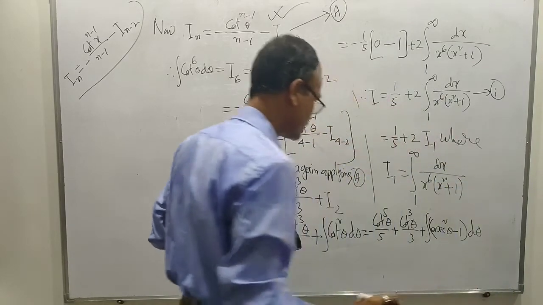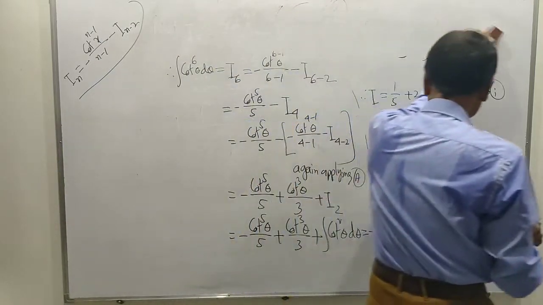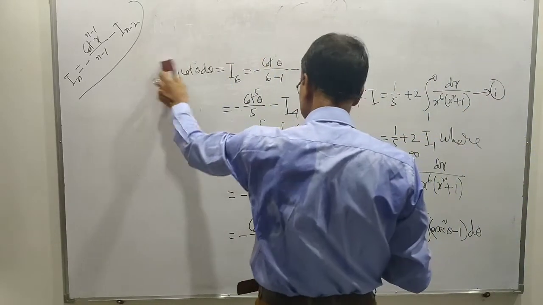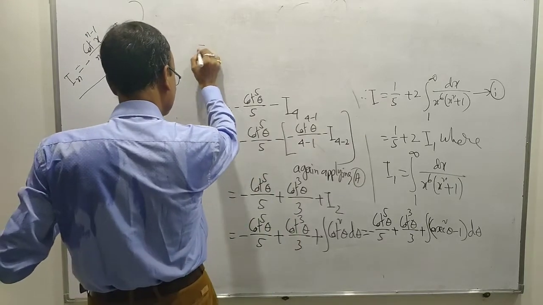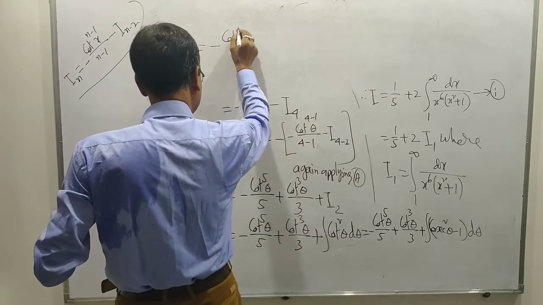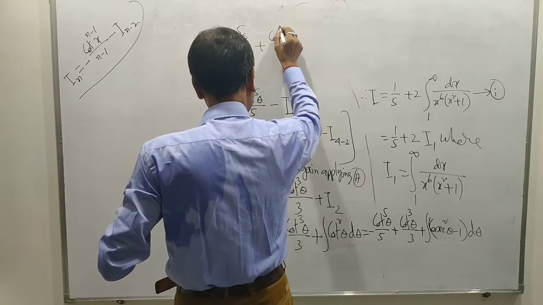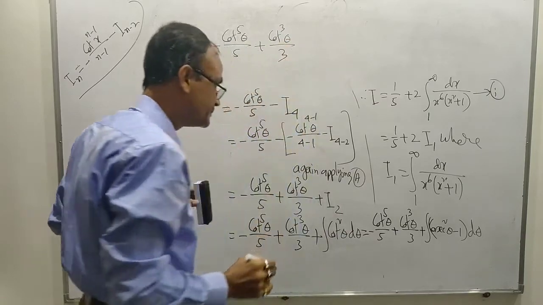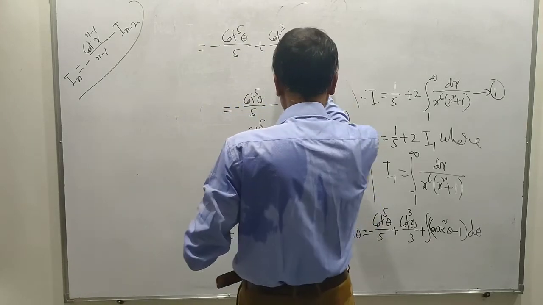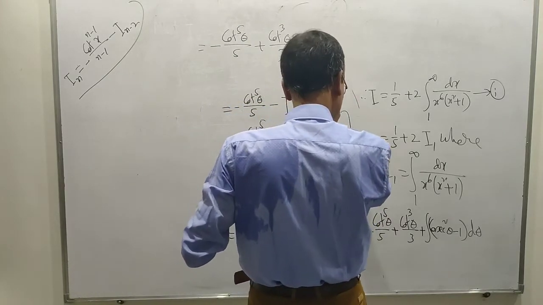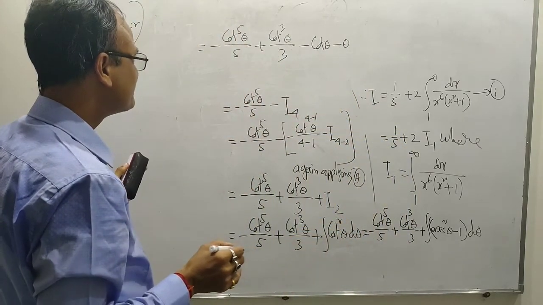You may write like this. Which is equal to minus cot to the power 5 theta divided by 5 plus cot cube theta by 3. What is the integration of cosec square theta? Minus cot theta. And the integral of minus 1 will be again minus theta.